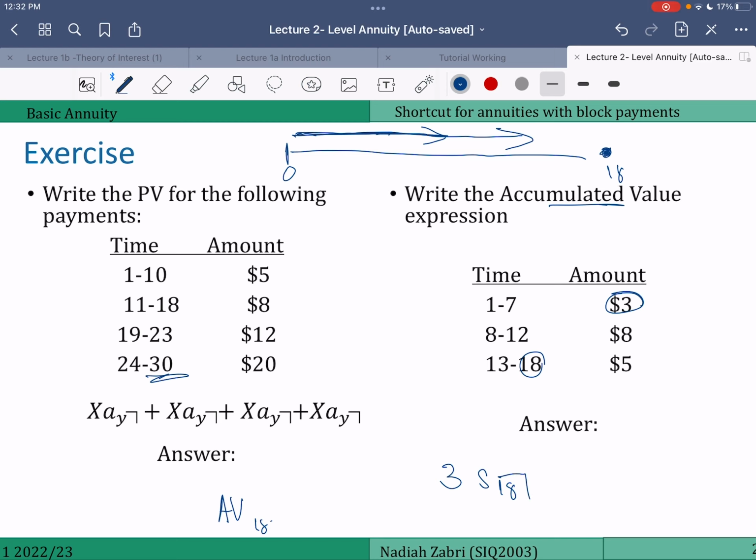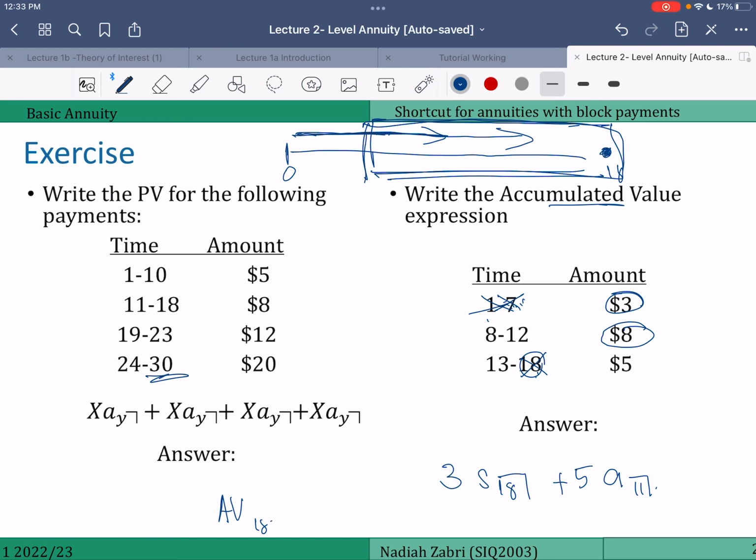And then the next block is not 3 ringgit, it's 8 ringgit. We need to add another 5. So we need to add 5, but we need to add 5 for the blocks that are after the first block, because the first block is already 3 ringgit, right? So we just add another 5 for the remaining blocks. So 5 s angle, total is 18, but we don't want to add for 7, so we just need to add 5 for 18 minus 7, 11. So there's 11 more payments after the first block.